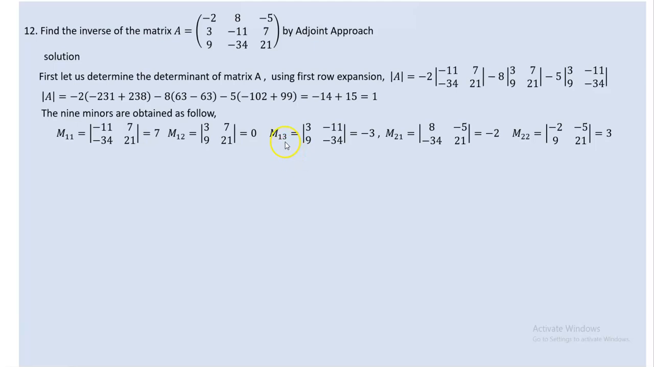When you come to the third one, M13, this is the element obtained at the intersection of the first row and third column. So please delete the first row and the third column. You are left with 3, minus 11, 9, minus 34. So as usual, calculate the determinant again. You will obtain negative 3.